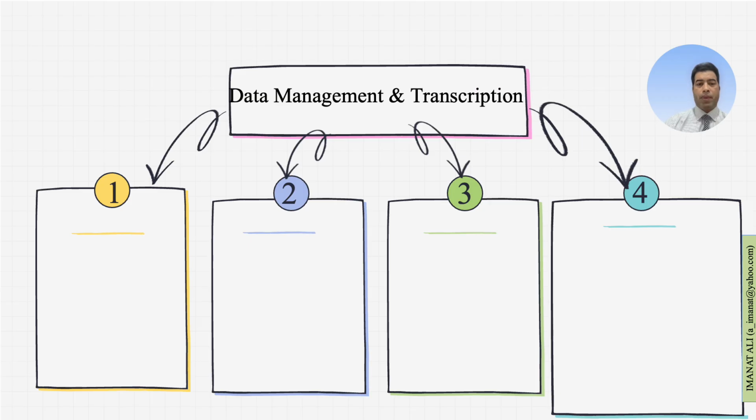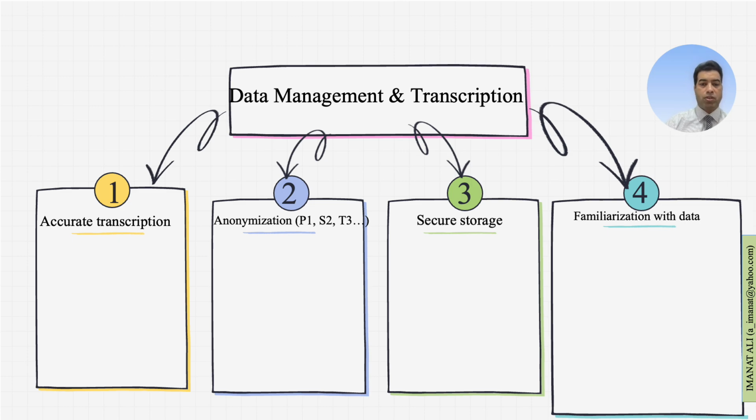Let's move to data management and transcription. In qualitative research there is a lot of data: audio recordings, diaries, field notes, observation sheets. So how can data be managed? Accurate transcription, anonymization of data, secure storage, and familiarization with data. The researcher's first job is to transcribe: if there is audio or video, it must be changed into text.